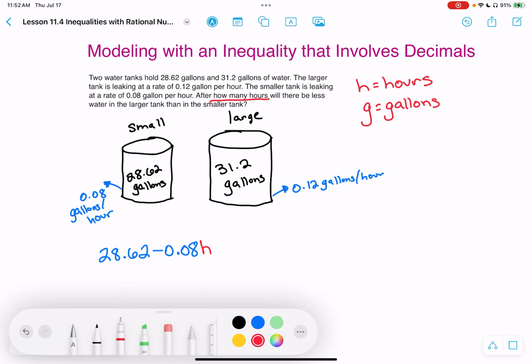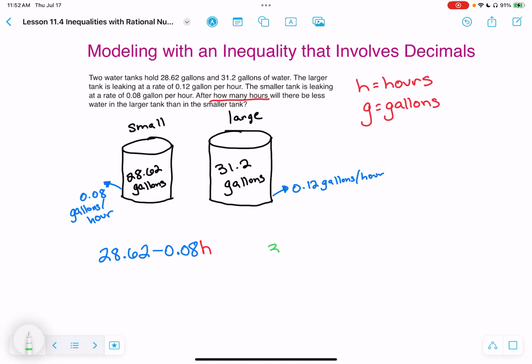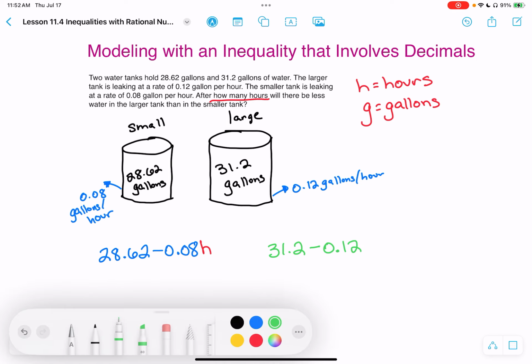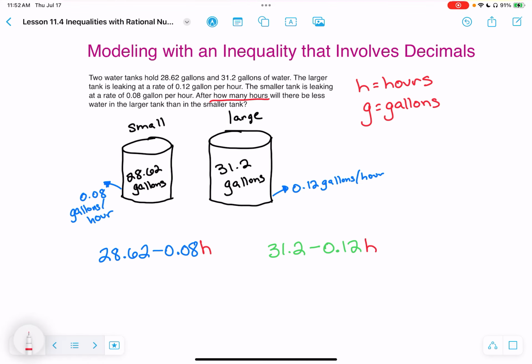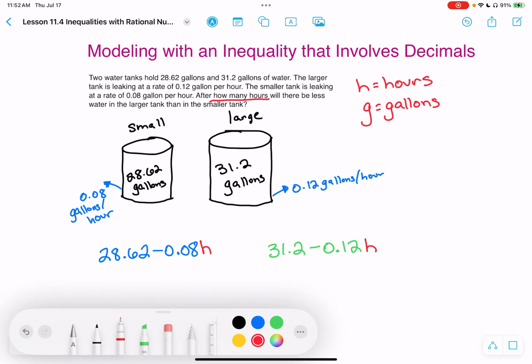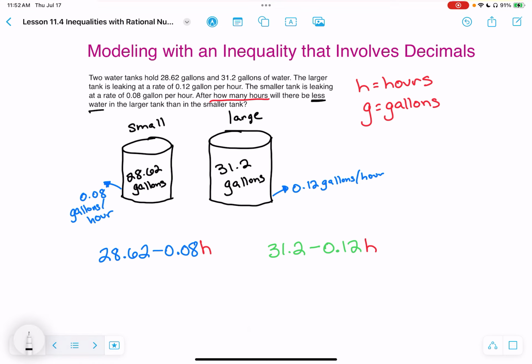Large tank, let's do that one in green. Large tank has 31.2 gallons in it, and it is losing 0.12 gallons per hour. And the question is, after how many hours will there be less in the large tank?